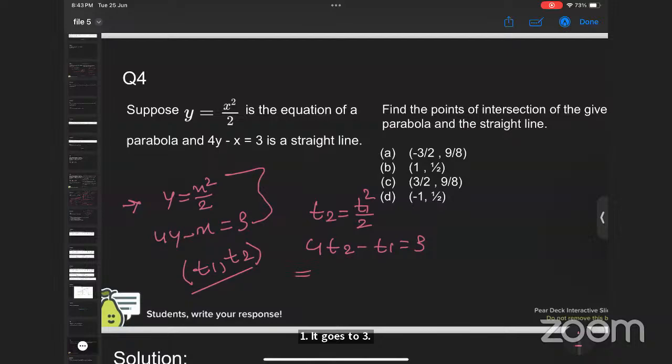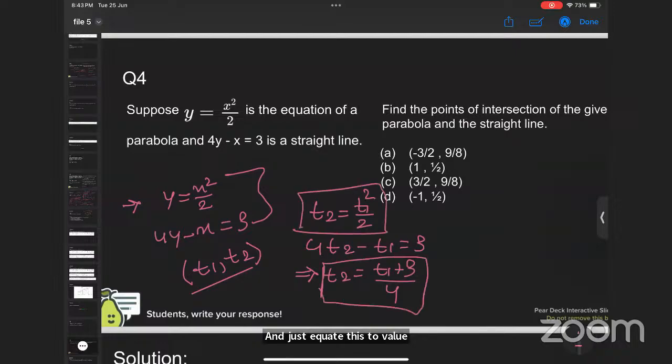From here, we can find the value of T2, which will be T1 plus 3 by 4. And just equate these two values. Here we have two different expressions for T2. If we just equate these two... Ma'am, can you repeat it? Repeat again, T2 is equal to.